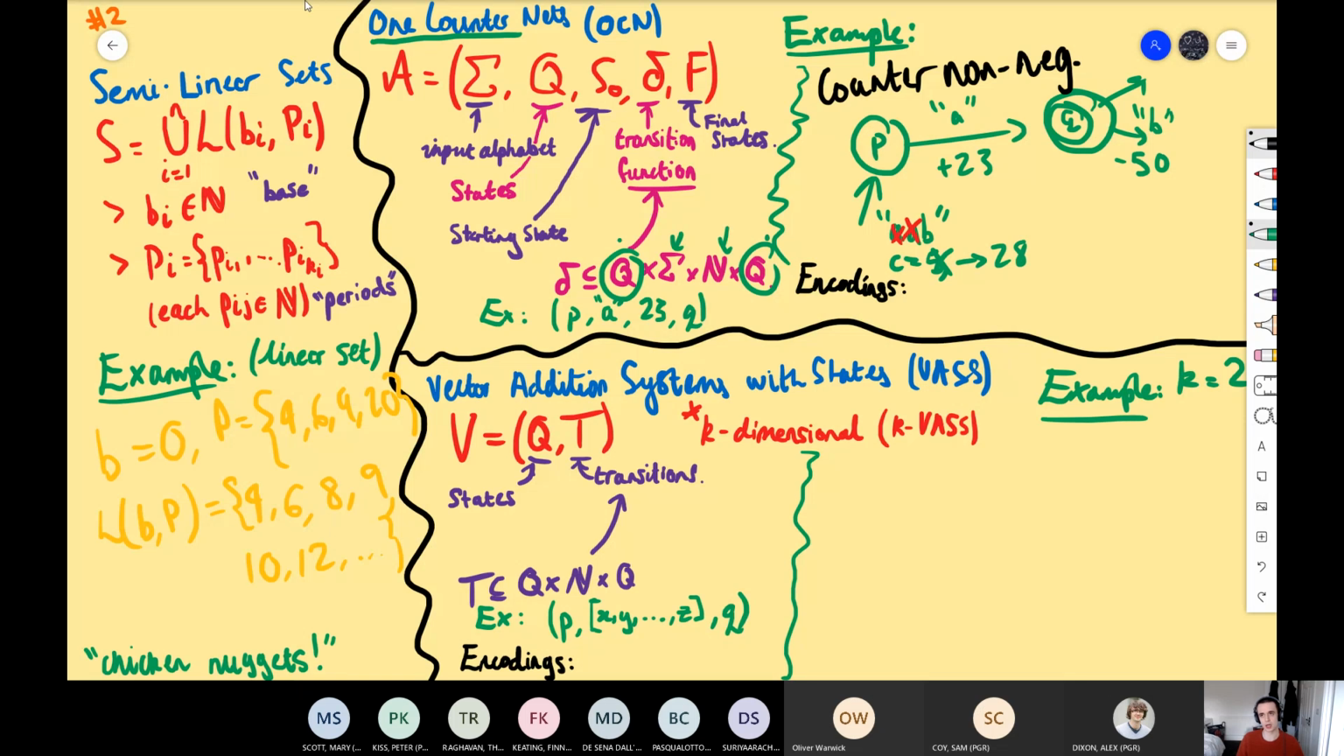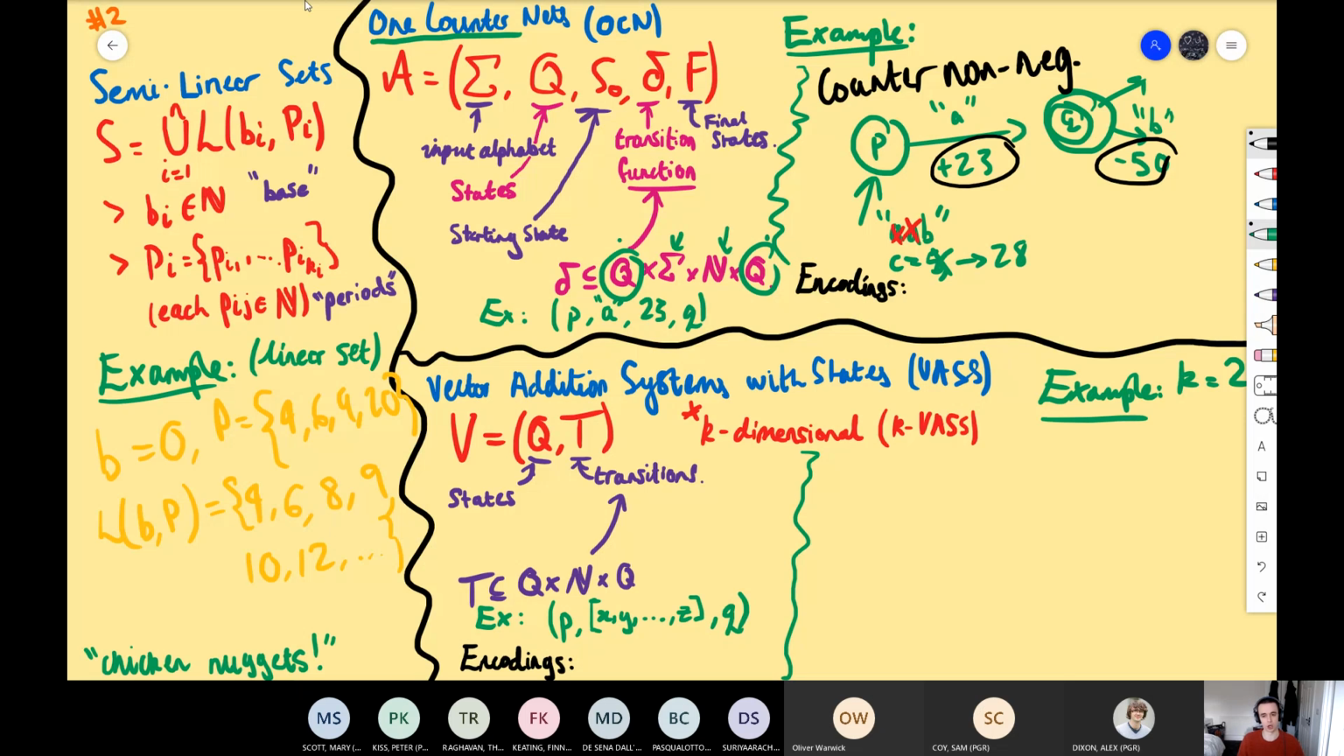So acceptance is like what you expect in DFAs and NFAs, but there's obviously a bit more going on, because you have counter values that restrict certain edges and paths because they might make you go into an illegal negative counter.